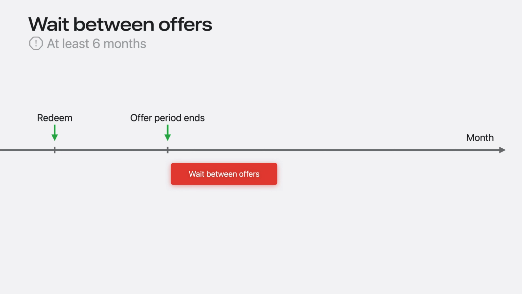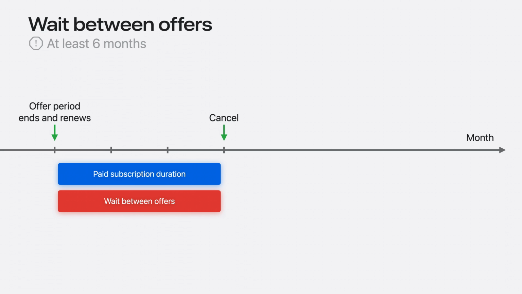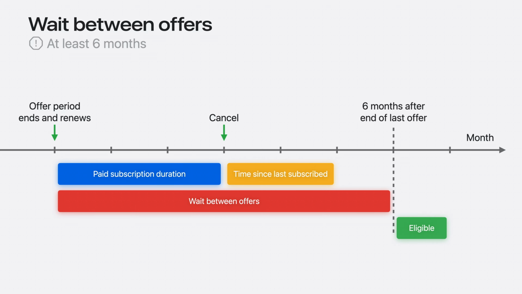After the win-back offer period ends, the wait between offers begins. Then the customer renews the subscription. The customer cancels the subscription after 3 months. Time since last subscribed calculation begins after the cancellation. 2 months after the cancellation, they meet the requirement of time since last subscribed. However, because the customer had redeemed the offer before and it requires at least 6 months of wait between offers, they will be eligible for the win-back offer 6 months after the offer ended.